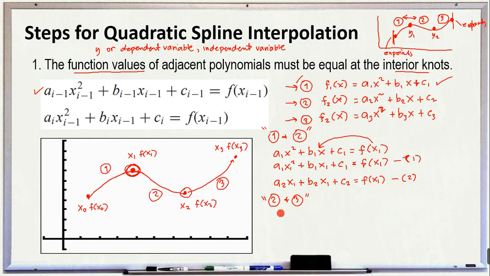So let's start with quadratic spline 2. So we have a sub 2, and the x should be x sub 2, because they share it. So x sub 2 squared plus b sub 2 x sub 2 plus c sub 2 equals y at that point. So the y there is f of x sub 2. Okay? So that becomes equation 3. Okay, equation 3.